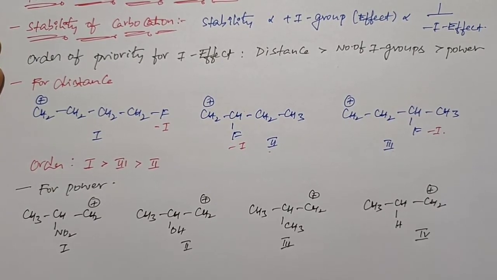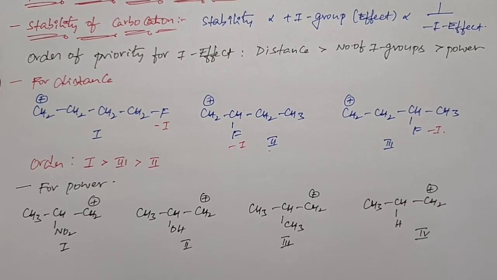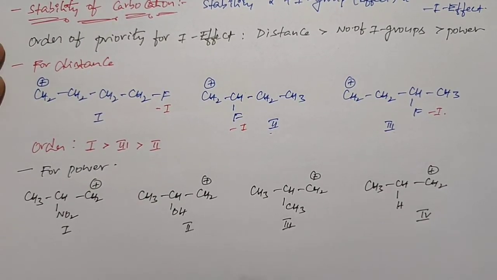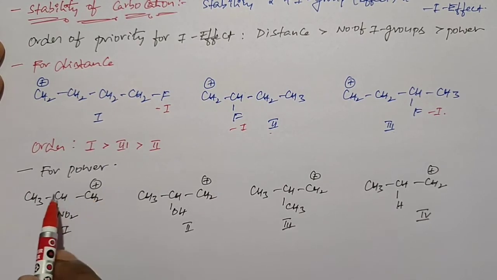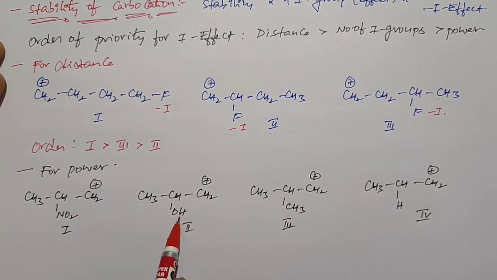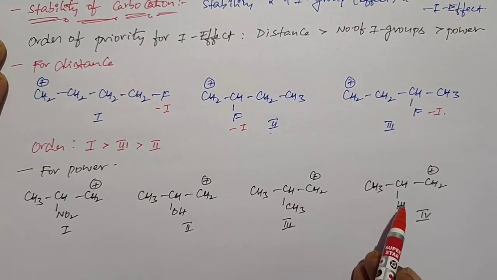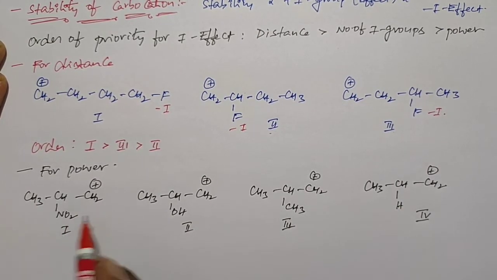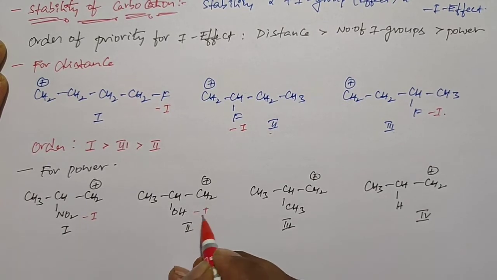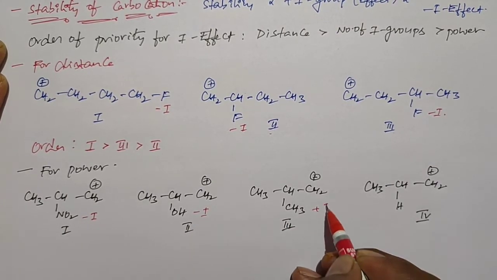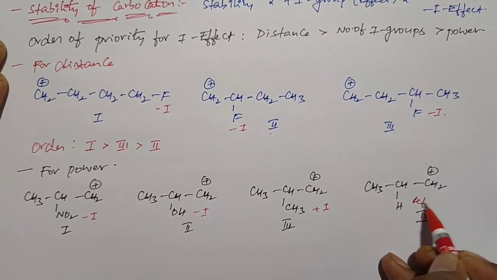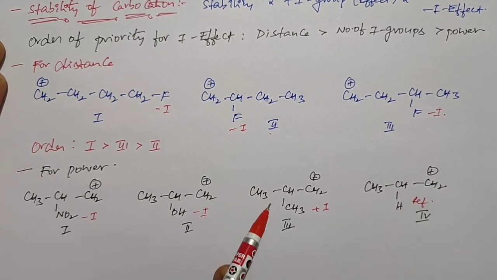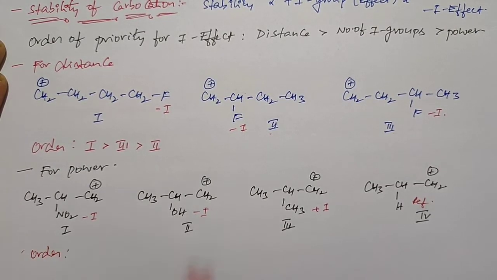When you observe the four structures, all are carbocations, and groups are attached to the second carbon, after the positive charge carbon. NO2 is an example for minus I group, OH also is an example for minus I group, CH3 is an example for plus I group, and hydrogen is the reference structure. You know very well the stability is directly proportional to plus I group, so it is more stable. If you take the order of stability, the highest stable compound is the third one.